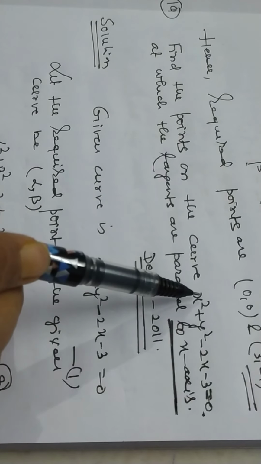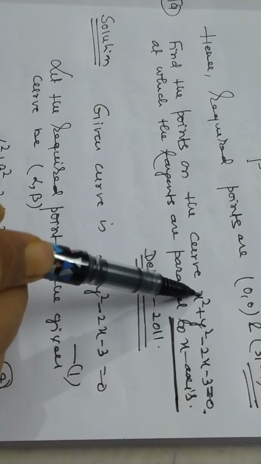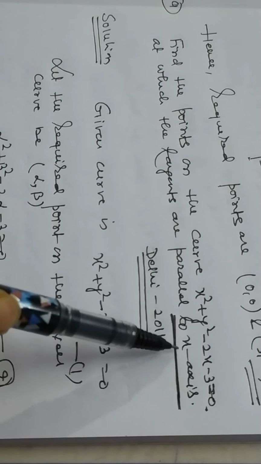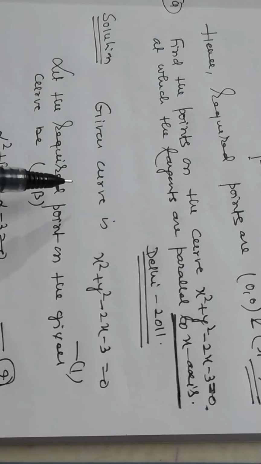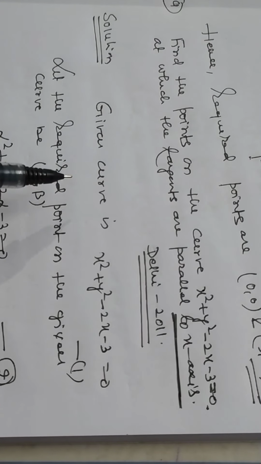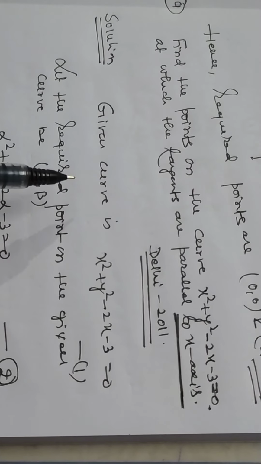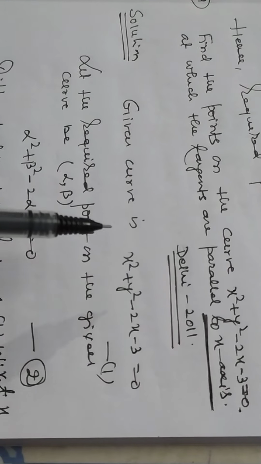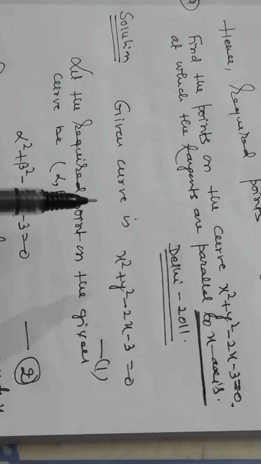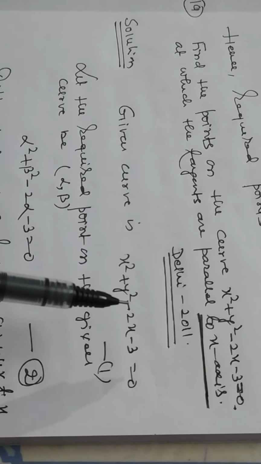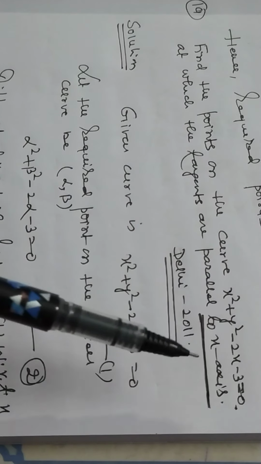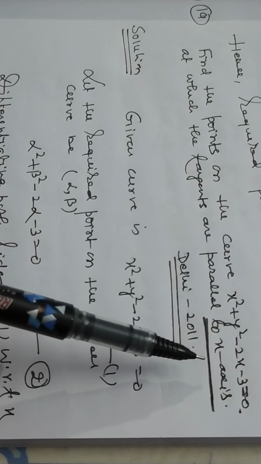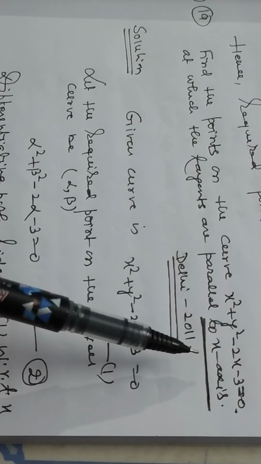The tangent on the curve is parallel to the x-axis, and we know the slope of the x-axis is 0. So how will you solve this problem? We differentiate the equation first, and suppose the point is alpha beta. So we will find the slope of the tangent at alpha beta, and this slope is equal to 0. By equating it to 0, we will get the points.